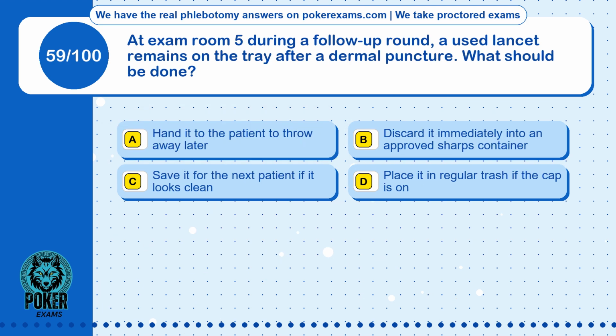Question 59. At exam room 5 during a follow-up round, a used lancet remains on the tray after a dermal puncture. What should be done? Option A. Hand it to the patient to throw away later. Option B, discard it immediately into an approved sharps container. Option C, save it for the next patient if it looks clean. Option D, place it in regular trash if the cap is on.